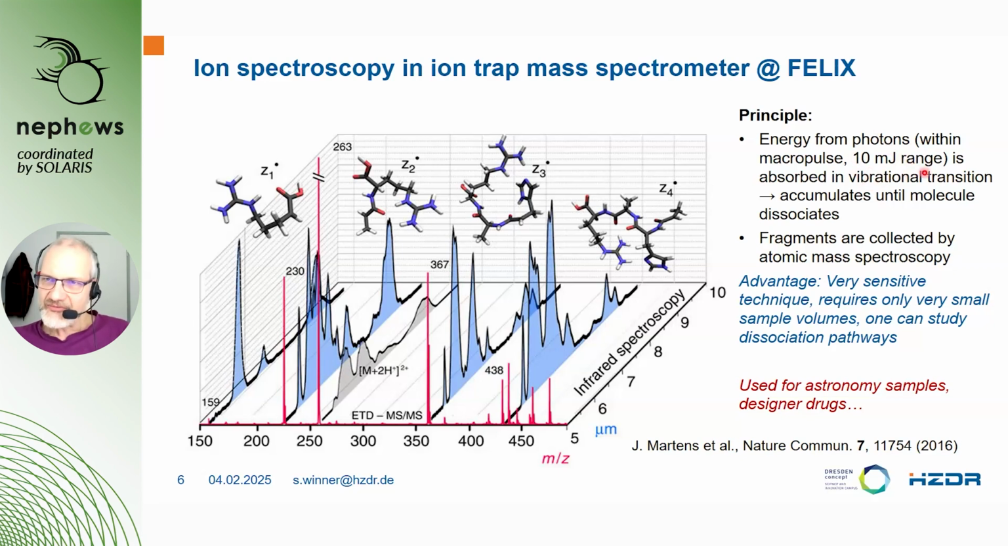So something like 10 millijoule of the macropulse can be dumped into these molecules, and this means the vibrations are strongly excited, and finally the molecules will break and fragment, and then these fragments can be collected with ion mass spectroscopy. It's a very sensitive technique, so one can work with very small sample volumes, and since it's a dynamic process, one can look into this dissociation dynamics.